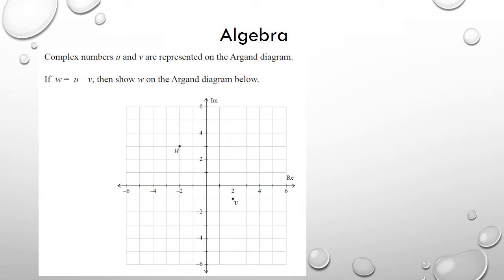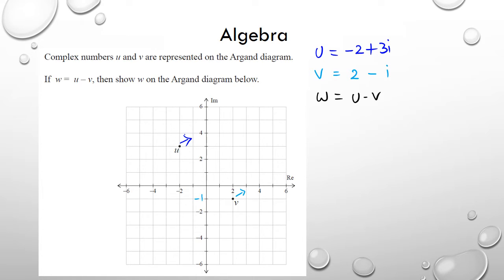So in this question, all they're asking you is, complex numbers u and v are shown, and they're asking you to show w on the Argand diagram. Your first step is to figure out what u is. You can see that u is equal to minus 2 plus 3i. Okay, and then you've got v there. V equals 2 minus 1i, because that's at minus 1. Is that okay?